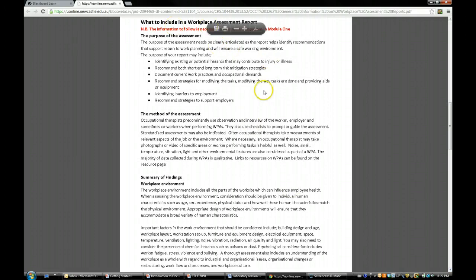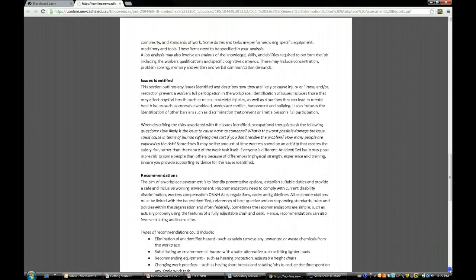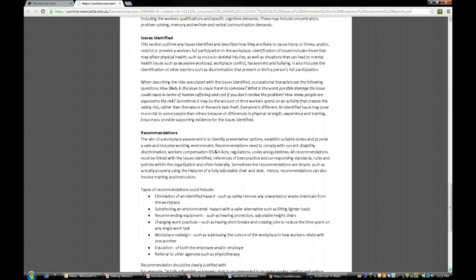What to include in their report, the types of assessments they could use, how they would put together a summary of their findings, and how you would analyse the job and the recommendations that you might make.